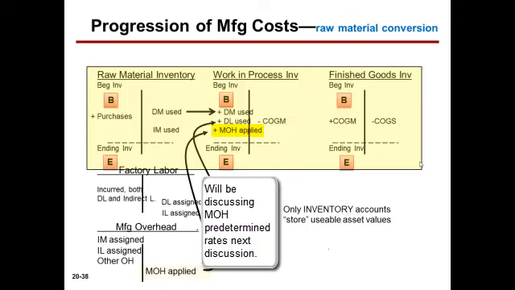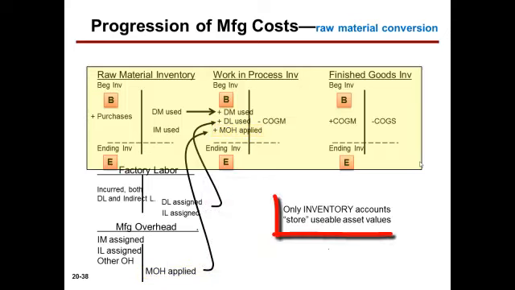Note that only inventory accounts can store usable values. That's why they have beginning and ending balances of assets in different stages of production. When goods are fully completed, we'll transfer them out of work in process, our COG inventory of the last chapter, and move the debit into the finished goods inventory, saleable goods.